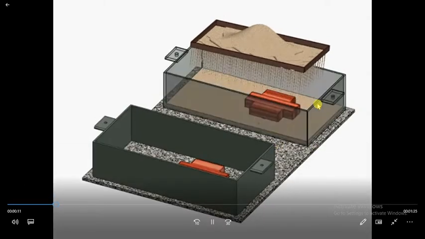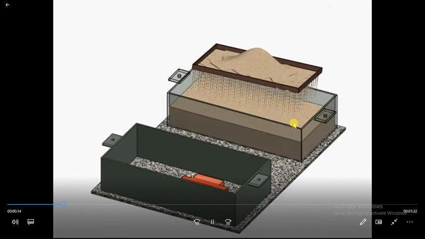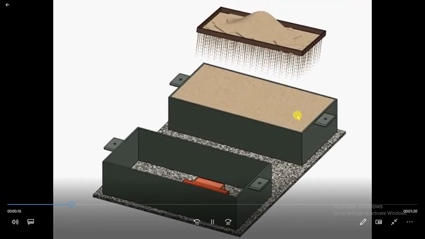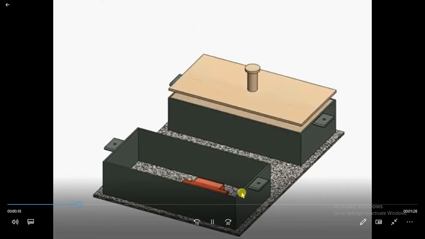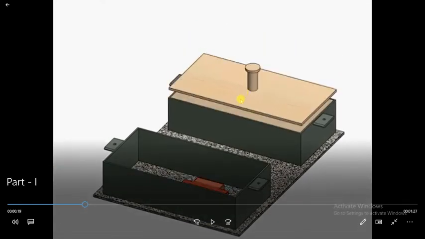Here you can see this box is filled completely with the sand. And then you can see the ramming action. That means the sand which is poured inside the box is rammed.